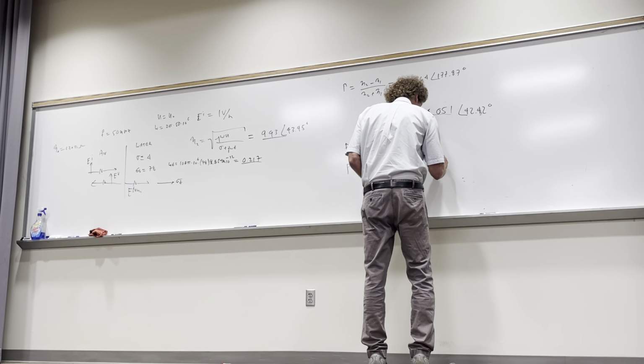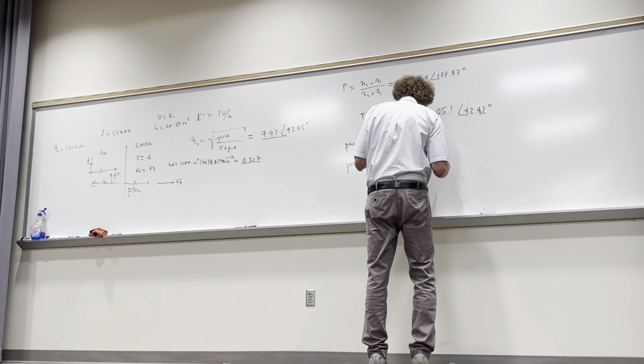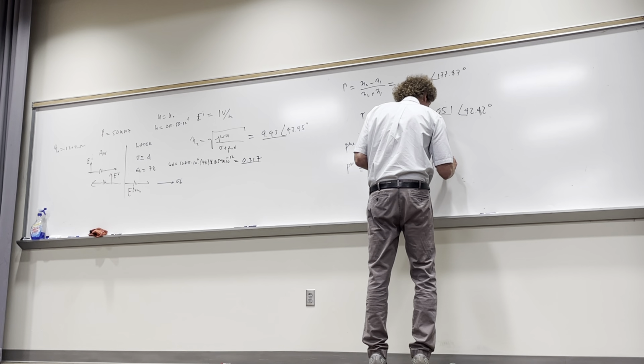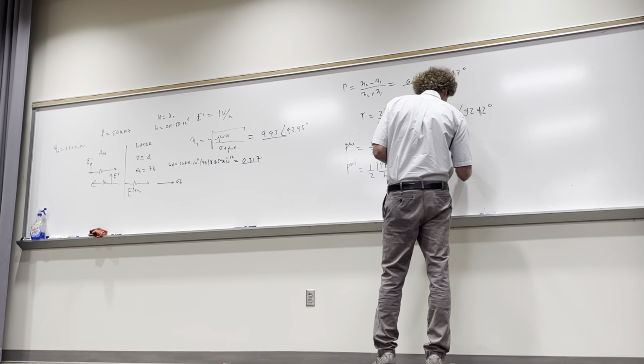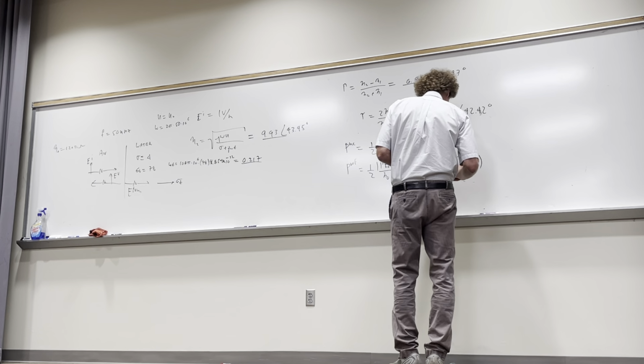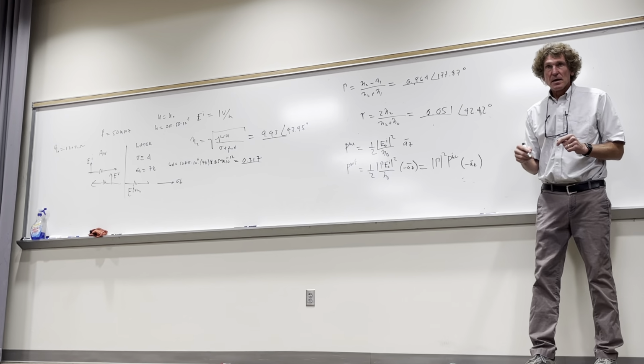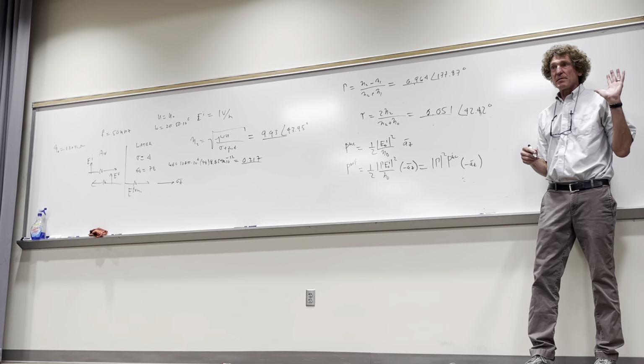I can just say it's the reflection coefficient's magnitude squared times the incident power density right here, and it would be in the minus a_z direction. Does everybody follow me on this? Now we'll get the values in a second. Everybody got me on this?